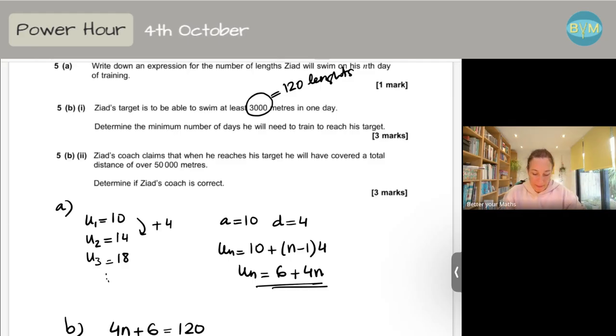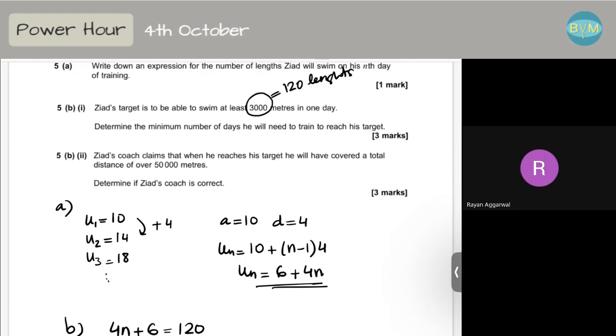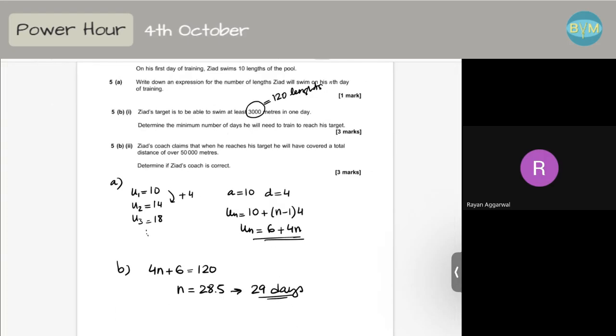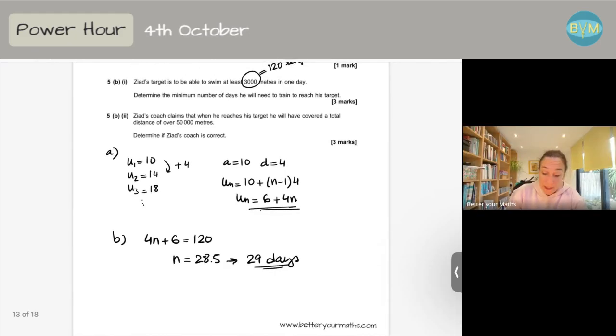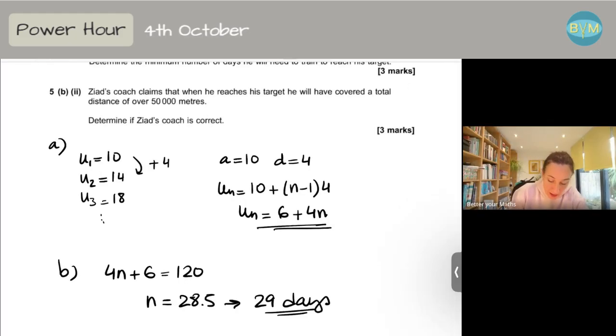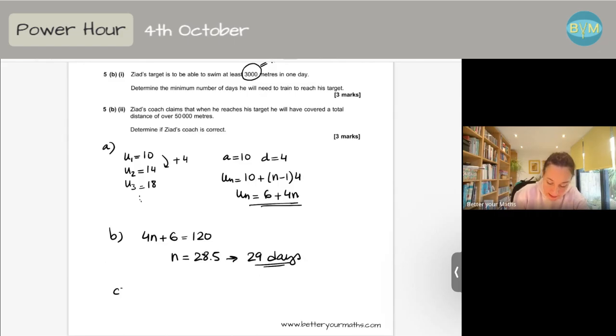Ryan, go on, tell me. Do you have to use that Sn formula and then make it less than or equal to 50,000? Yes, the Sn formula. So I don't need to make it equal or smaller. I'm just going to find S29 and see how many meters that is, and see if it's more or less than 50,000. So that's what I'm going to do.